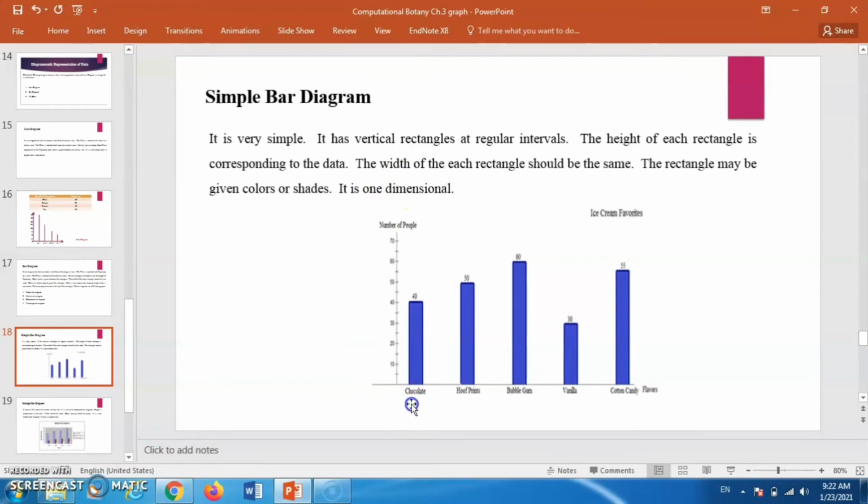Here, look at here. This is the simple bar diagram. It has vertical rectangles at regular intervals. The height of each rectangle corresponds to the data. The width of each rectangle should be the same. The rectangles may be given colors or shades. So it is one-dimensional.